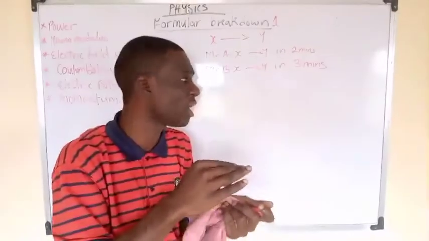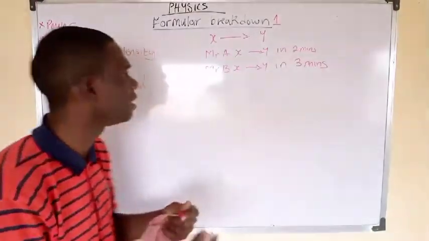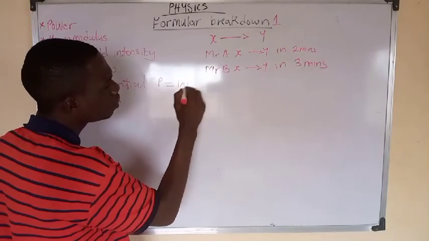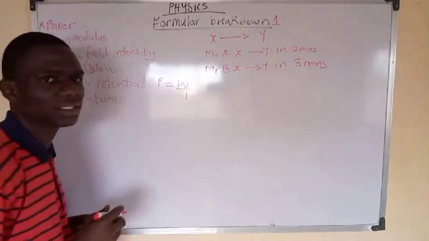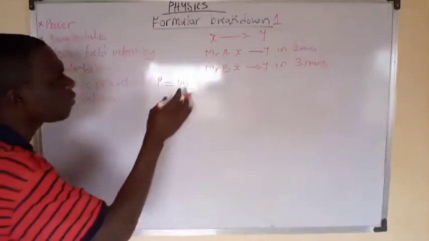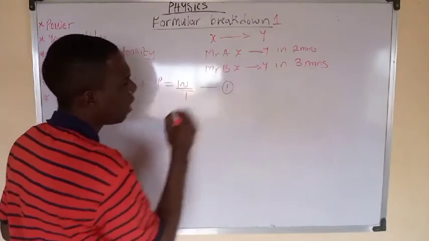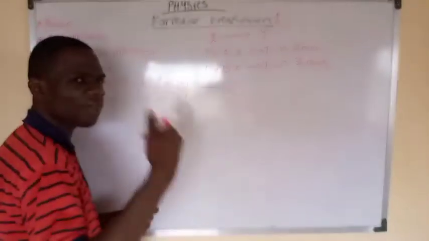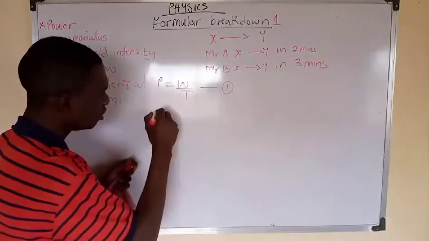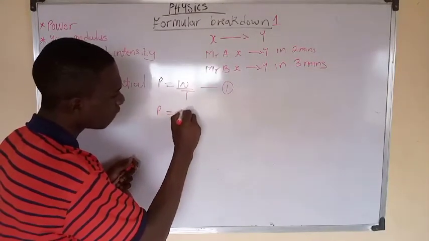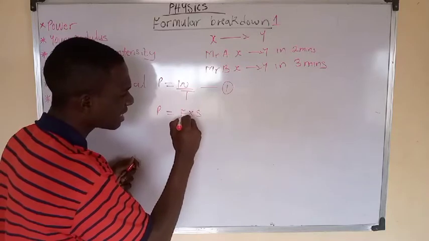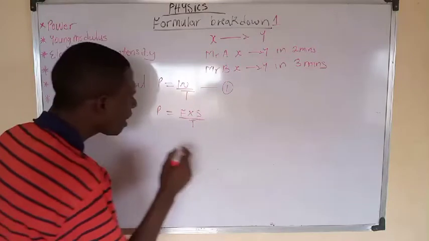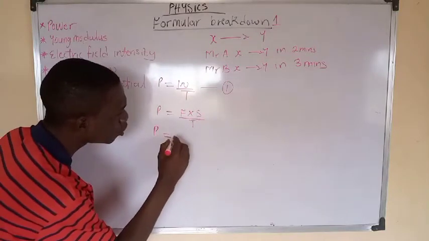less than 3. So mathematically speaking, we could say that our power is equal to work done over time taken. Let's call this equation 1. What is the formula for calculating work done in physics? Work done is force times distance. So our power can be equal to force times distance, S, over time.